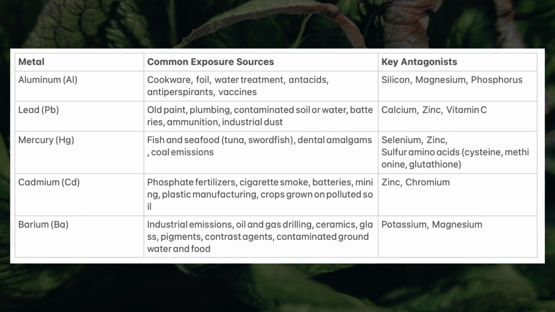So a couple of examples of this. Aluminum and silica are antagonistic to one another. Lead and calcium are antagonistic to one another. Mercury and selenium are antagonistic to one another. Cadmium and zinc are antagonistic to one another. And potassium and barium are antagonistic to one another. And all of these metals are pretty pervasive in our environment. We're being exposed every day, and there's ways that you can mitigate them. But let's talk about the specific effects or the pathologies that are associated with these different metals.